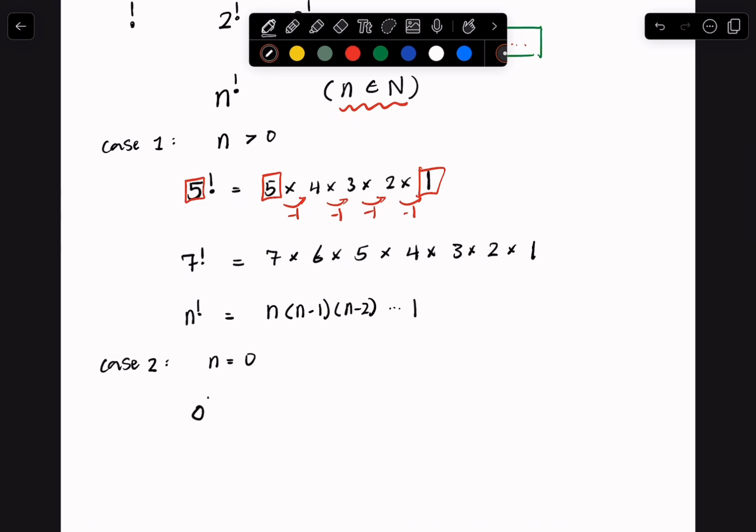If n is 0, so we have 0 factorial. If we try to use a rule we just explored, you will see that 0 factorial will be 0 times -1 times -2, but it keeps decreasing, and it will never reach the number 1. So for this case, 0 is special. And a lot of people will guess that 0 factorial is just 0. However, the reality is 0 factorial equals 1.